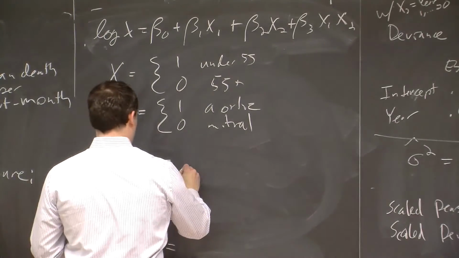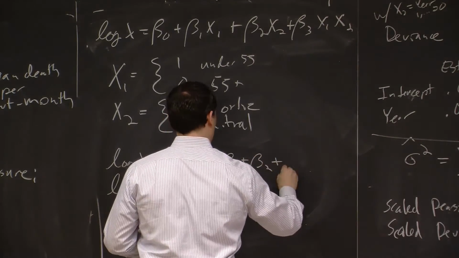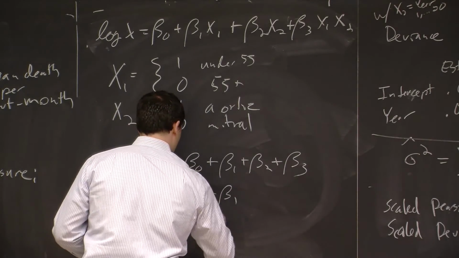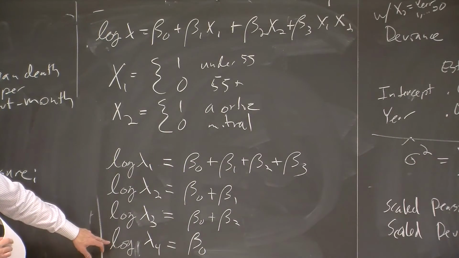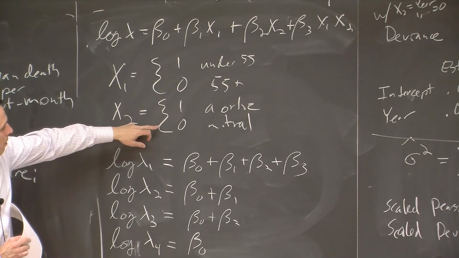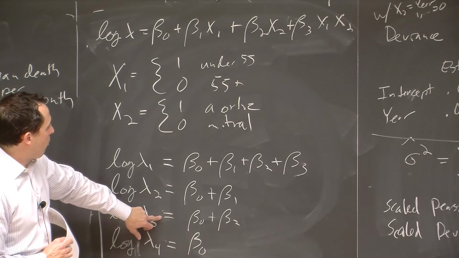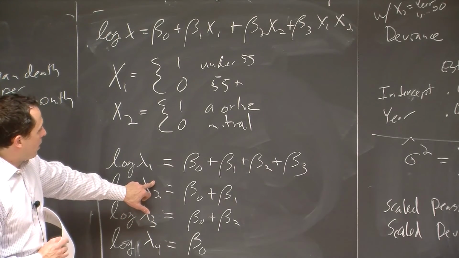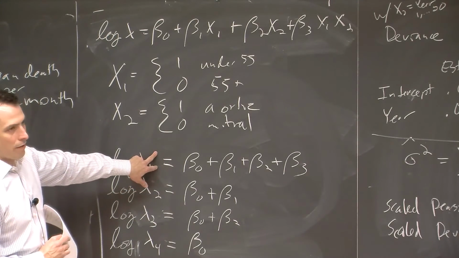So this one would be beta naught plus beta 1 plus beta 2 plus beta 3, beta naught plus beta 1, beta naught plus beta 2, and beta naught. So this is the thing where both x's are 0. That is, it's over 55 and mitral. This would be over 55 and aortic. This would be mitral and under 55, and this would be aortic and under 55.